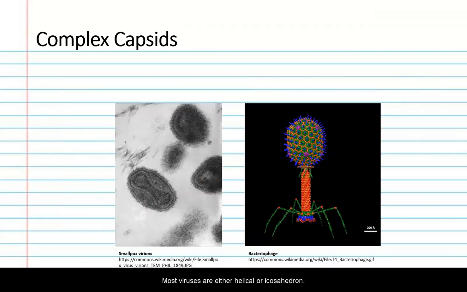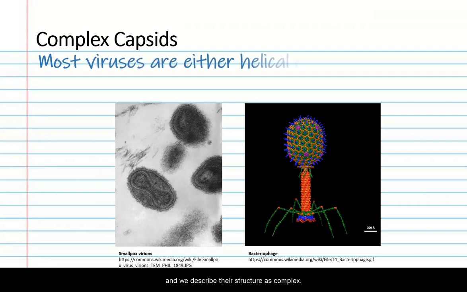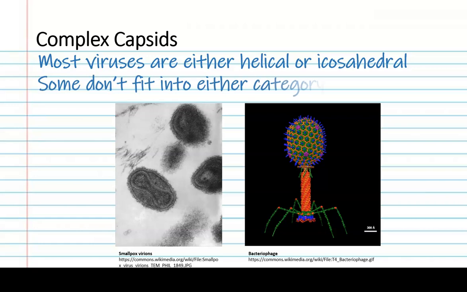Most viruses are either helical or icosahedral. Some viruses don't quite fit into either category, and we describe their structure as complex. For example, the variola virus, which causes smallpox and is pictured on the left, has this unique brick-like structure, with the viral DNA packaged in a dumbbell shape at the center of the virus.